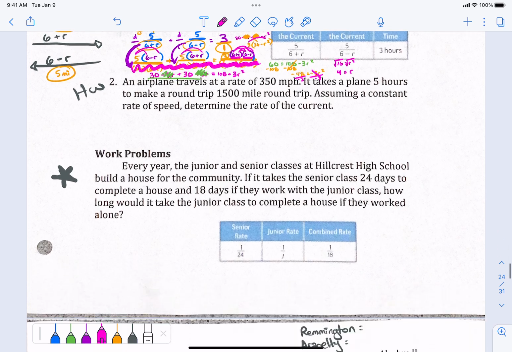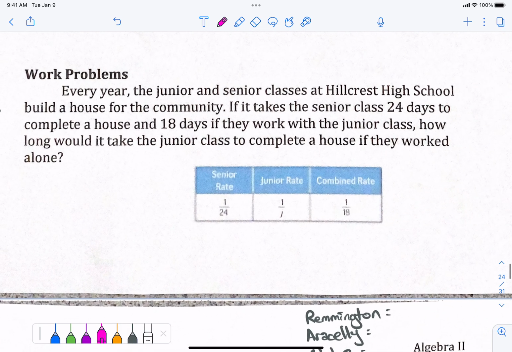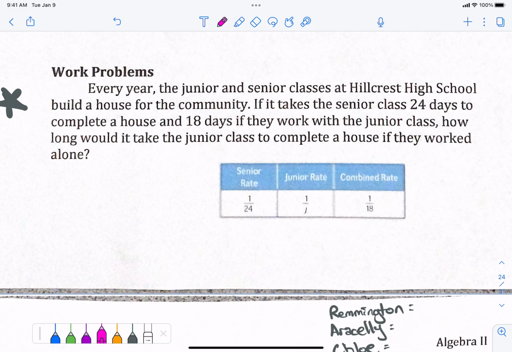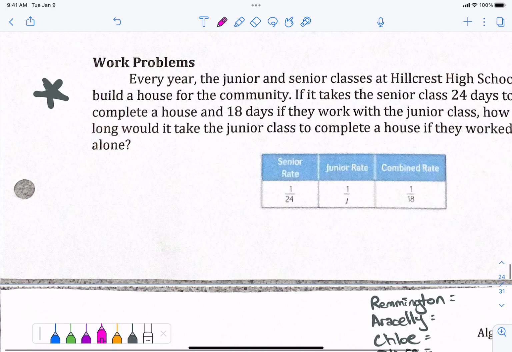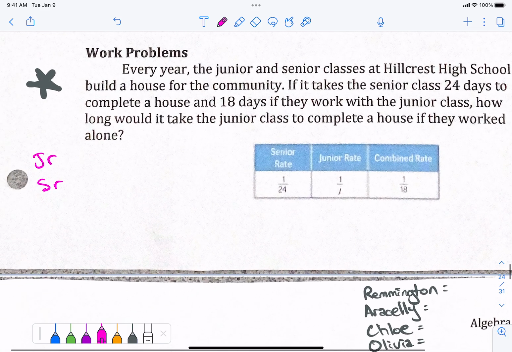All right, work problem. We'll do 2 more and then we'll be done. Every year, we're going to see if the junior and senior class are worth a darn. They are building a house for the community at Hillcrest High School. You've heard that before, where you go on mission trips and help work on a house. The junior and senior class together put together this house.